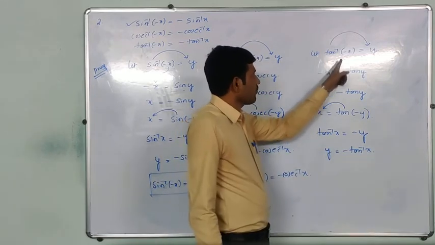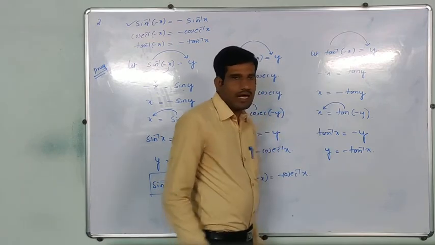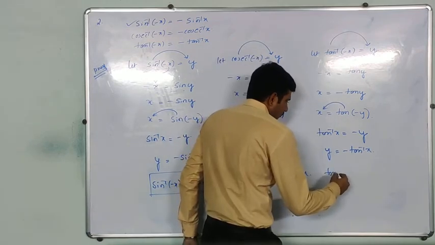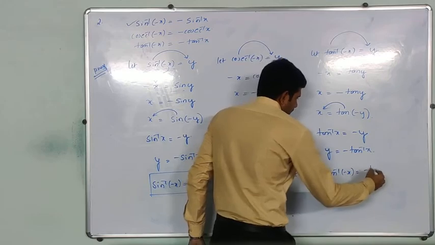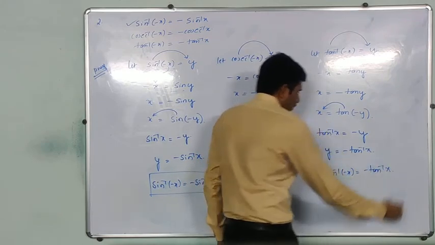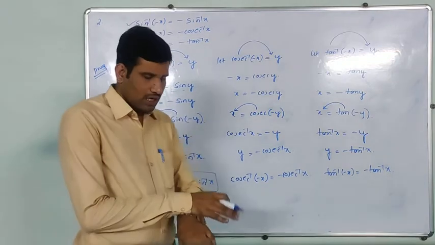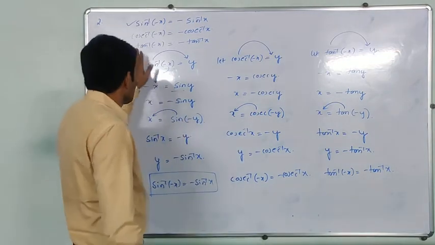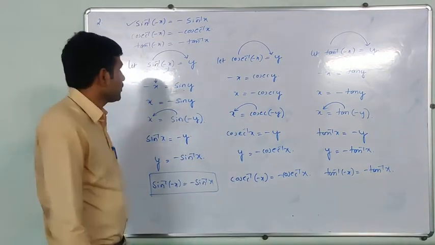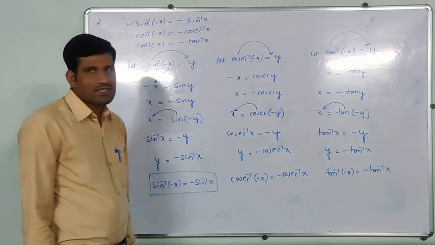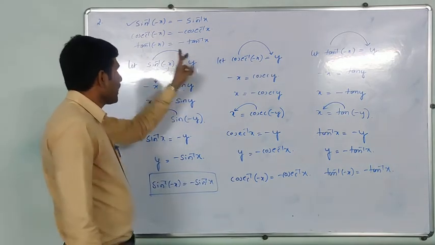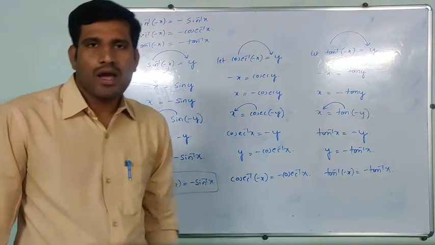So then what is y from the given equation? That is tan inverse of minus x. Therefore, tan inverse of minus x is equal to minus tan inverse x. So this is the second property, students. Sin inverse of minus x is equal to minus sin inverse x. Cosec inverse of minus x is minus cosec inverse x. Tan inverse of minus x is minus tan inverse x.